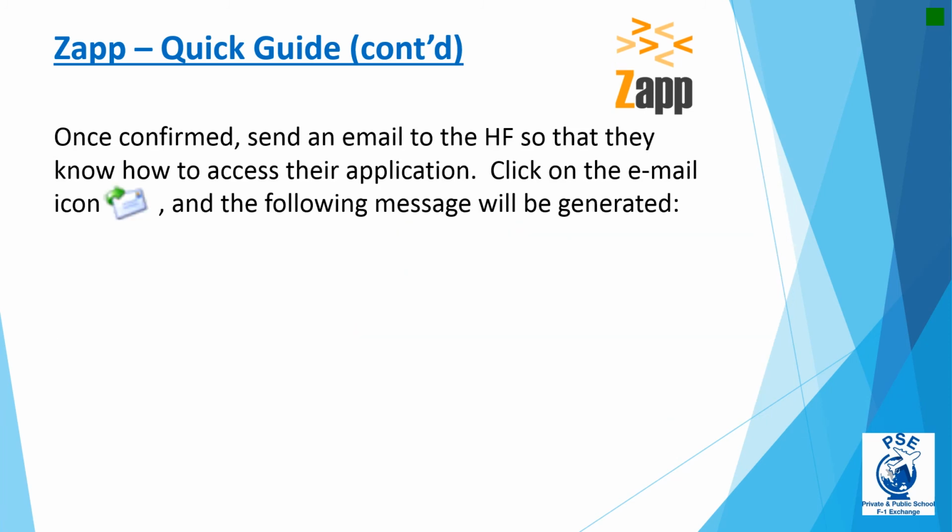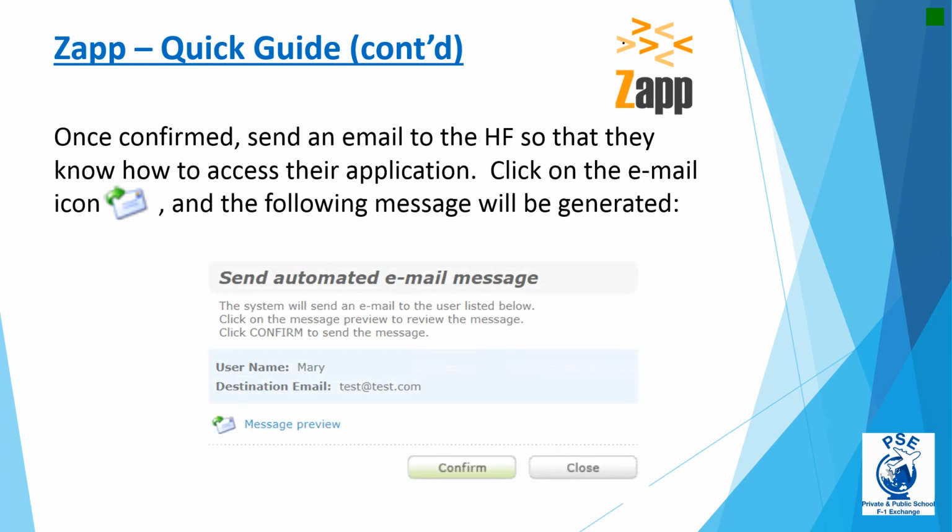Once confirmed, send an email to the host family so they know how to access their application. To do this, click on the email icon and the following message will be generated. Click on the Confirm button to send the email. Once you've selected the Confirm button, an email with a link to Zap, including their username and a link to create a password, will be sent to the host family. You may select Message Preview to view the email.